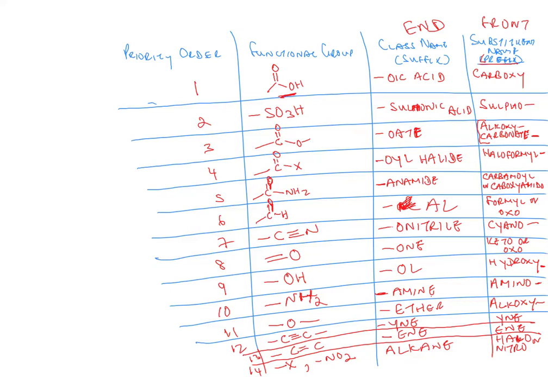So that's the priority order. So once you have this one, you can first of all determine the class name by looking at the compound with the longest chain that has the functional group priority 1, 2, 3, 4 in that order.